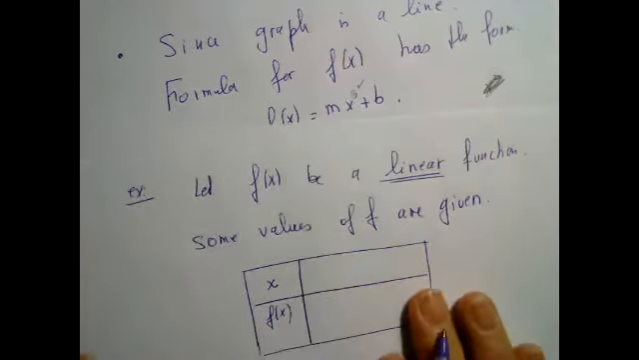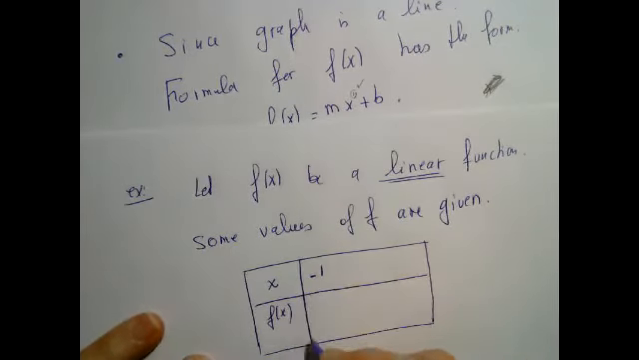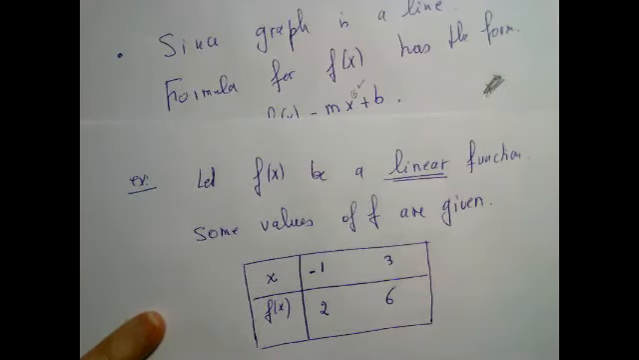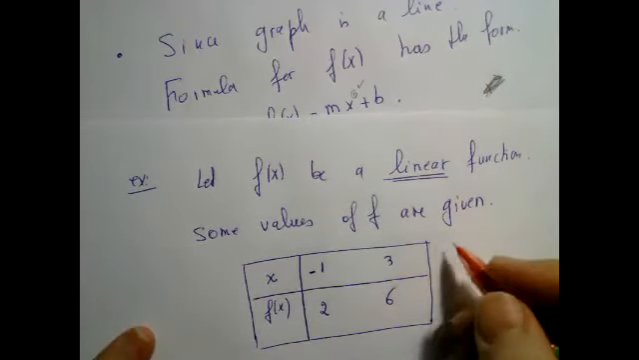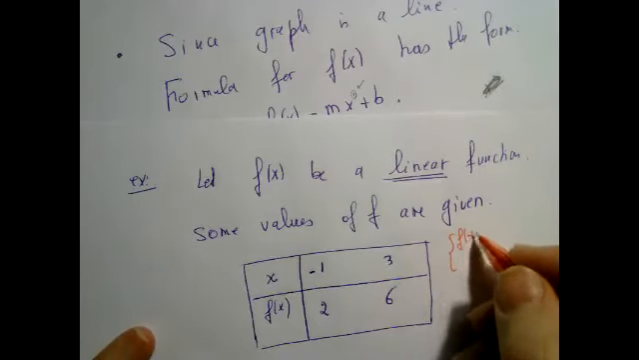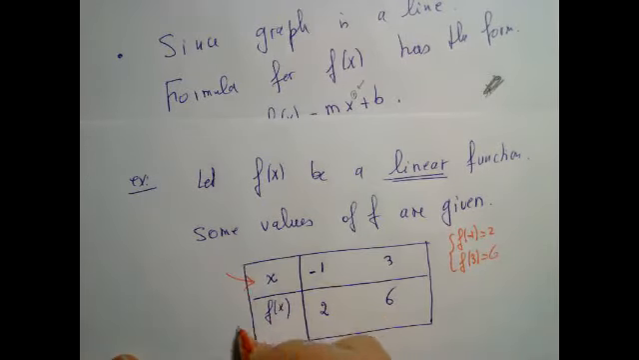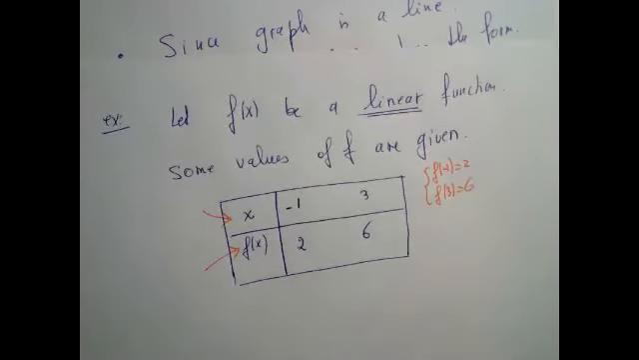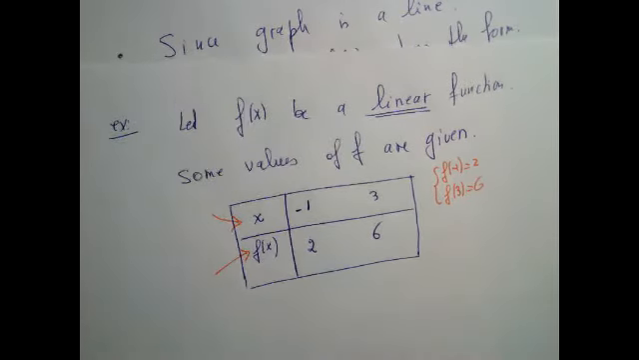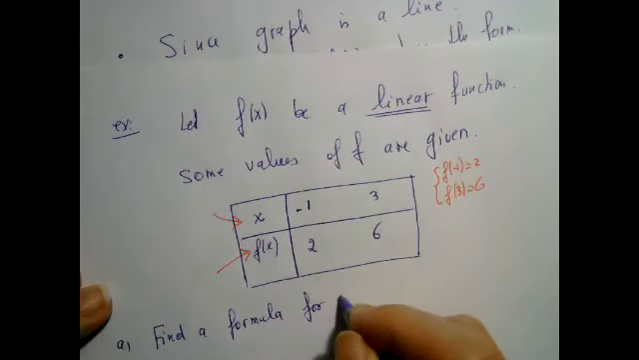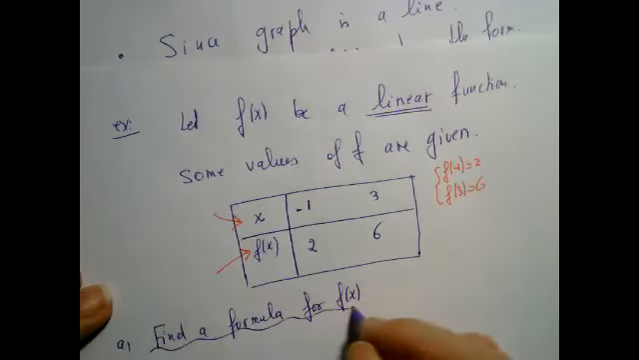It tells me that if x is -1, f is 2, and if x is 3, the output is 6. The way we read this, as you can imagine, is that f takes -1 to 2, and f takes 3 to 6. Those are the inputs and those are the outputs. So the question, part A, is: find a formula for f of x.